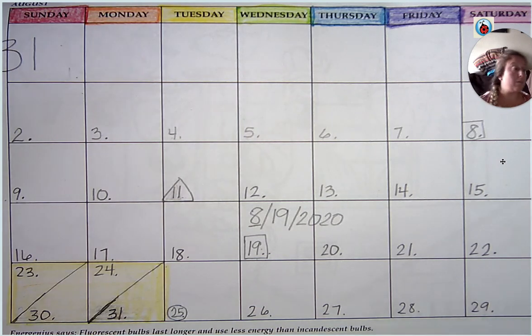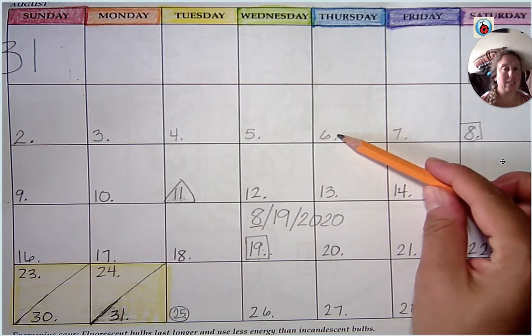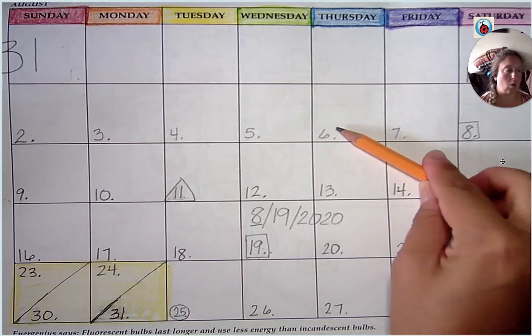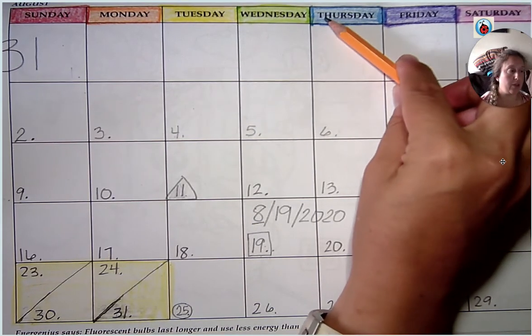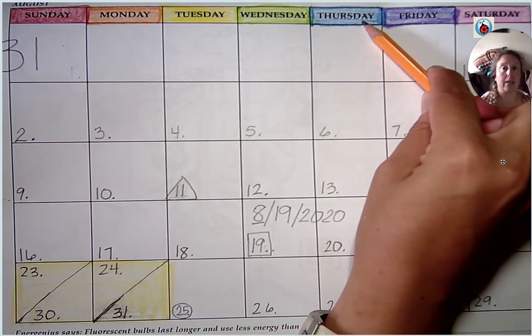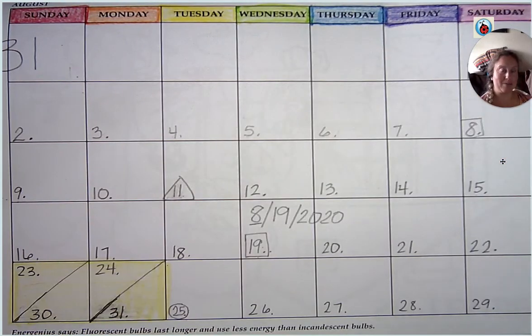Okay. Number one. What day of the week was the 6th of August? Find the 6th of August. Go all the way up to the day of the week. What day of the week was it? Thursday. Thursday. Very good.